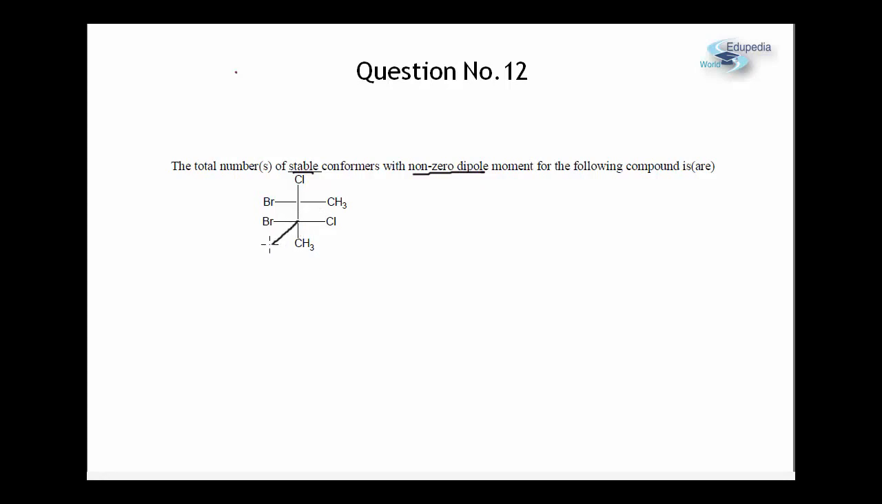So this is my Fischer projection, and I am treating this particular carbon as the front carbon atom and this particular carbon as the rear carbon atom. Okay, and now I will draw the Newman projection formula for it. I will draw the front carbon first. So I'll have a chlorine here and I'll have one bromine here and I'll have a CH3 group which I am representing by methyl.